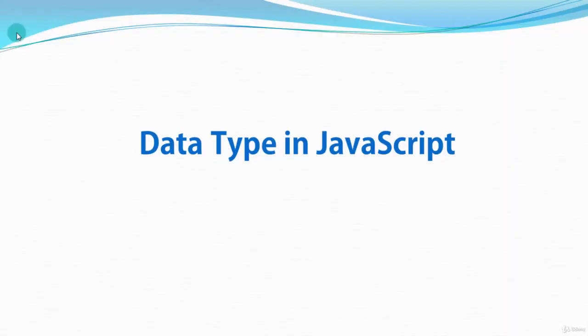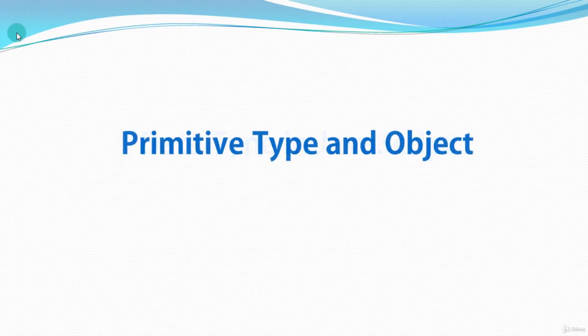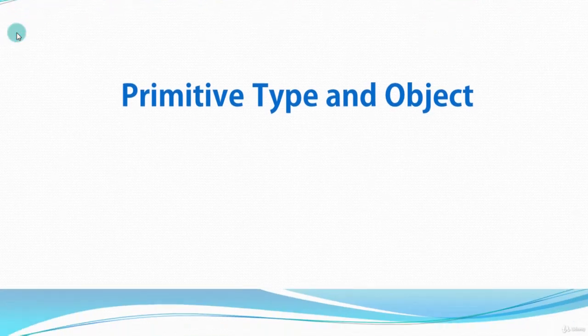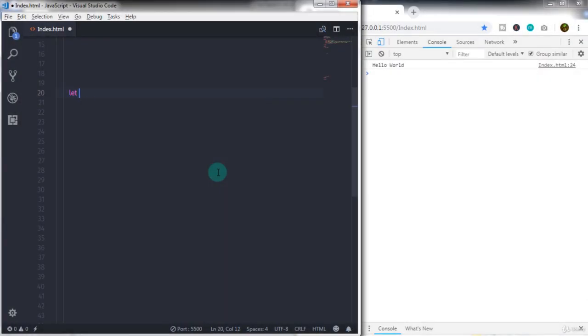In this tutorial, we will discuss data types in JavaScript. There are two types of data type in JavaScript: primitive type and object type. So, in this lecture, we will discuss primitive types. Keep in mind, JavaScript data, or you can say values, are either primitive or object.